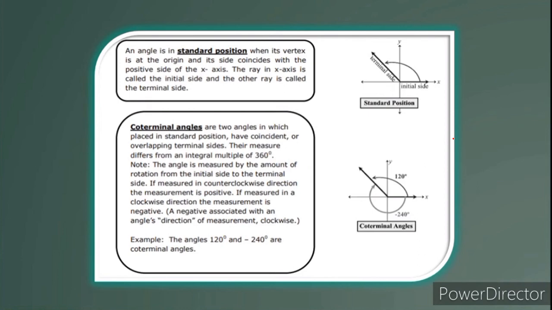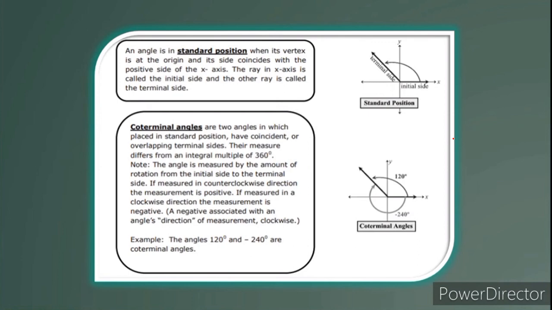An angle is in standard position when its vertex is at the origin and its side coincides with the positive side of the x-axis. The ray on the x-axis is called the initial side, and the other ray is called the terminal side.